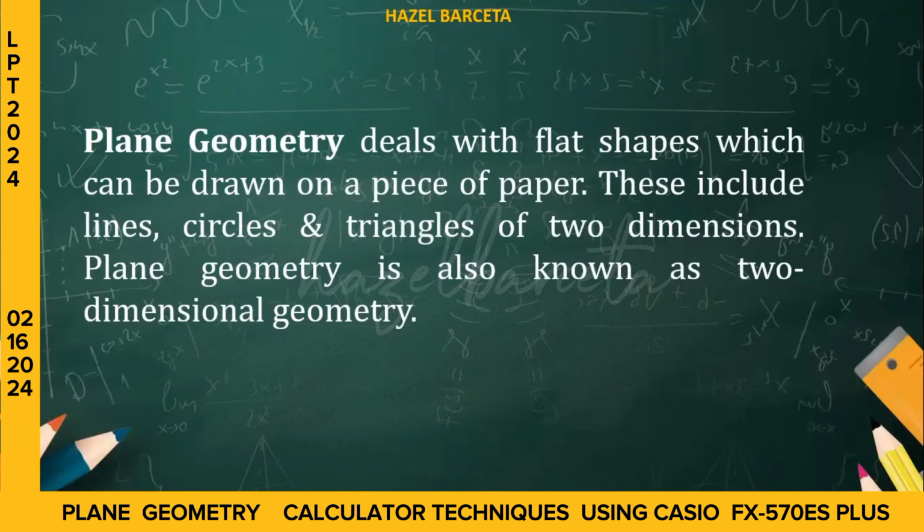Flat shapes lang po ito, therefore 2D. And kanina, na-mention po natin yung cylindrical shape ng transformer. So, solid na po yun. Kasi sa plane, 2 dimensions, we have length and width. Kapag meron na po tayong thickness, ayun na po ang solid. So, ayan, for now, 2D plane geometry.